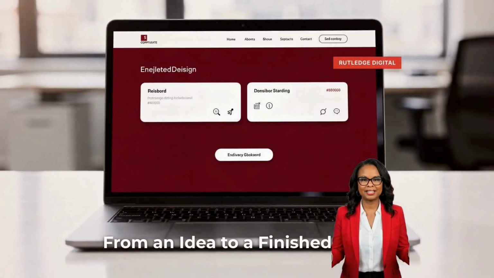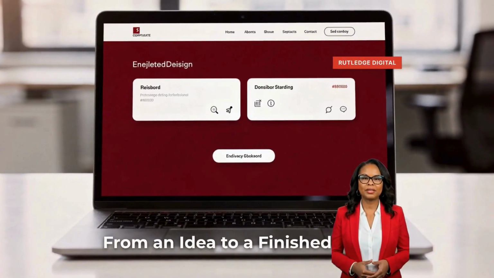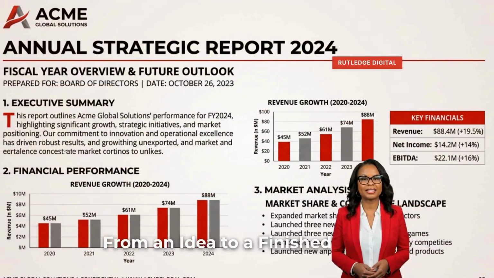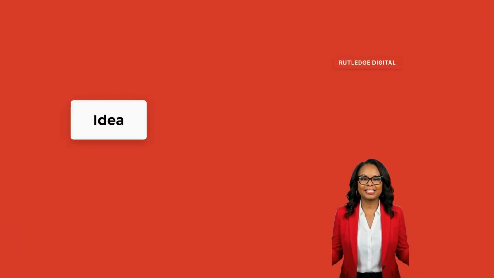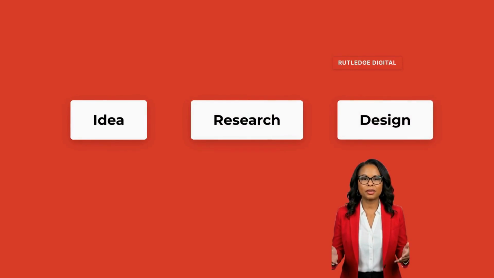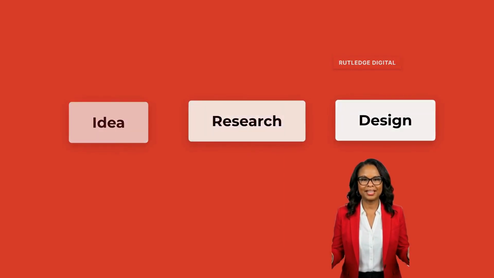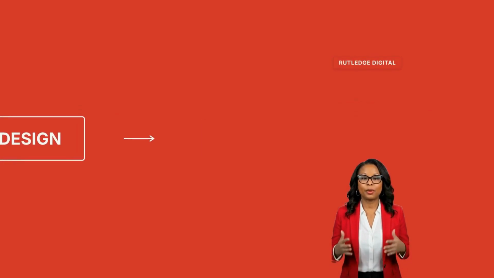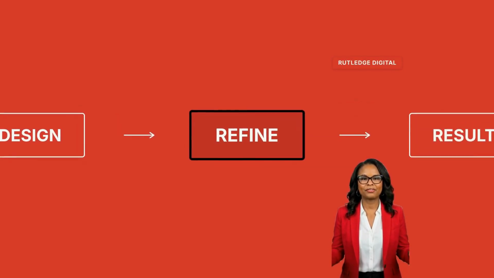Here's the bigger lesson. ChatGPT is no longer limited to giving you an answer in a chat box. It may be able to help you turn an idea into a finished result. You can start with an idea for a campaign, a document, a presentation, or even a website. Then you can ask ChatGPT to help you research, organize, write, design, and refine it.